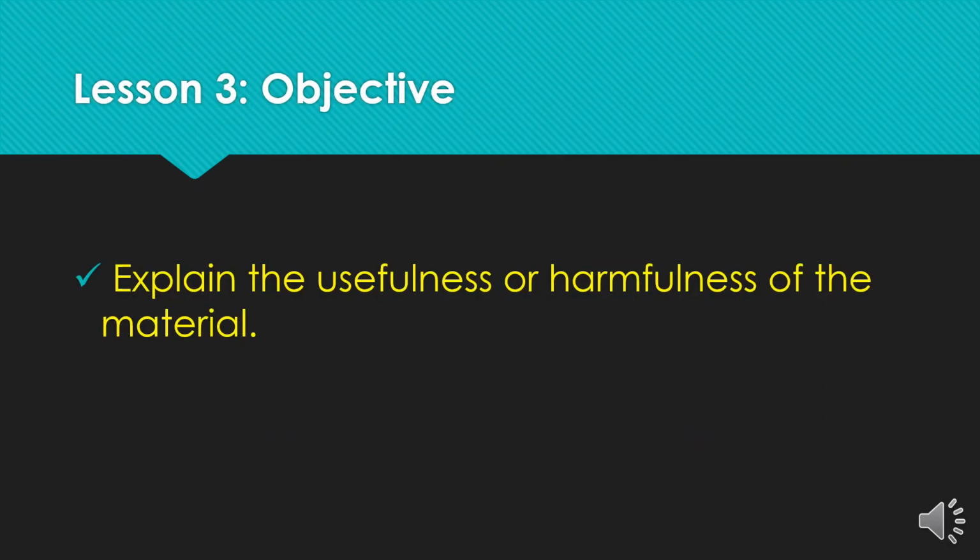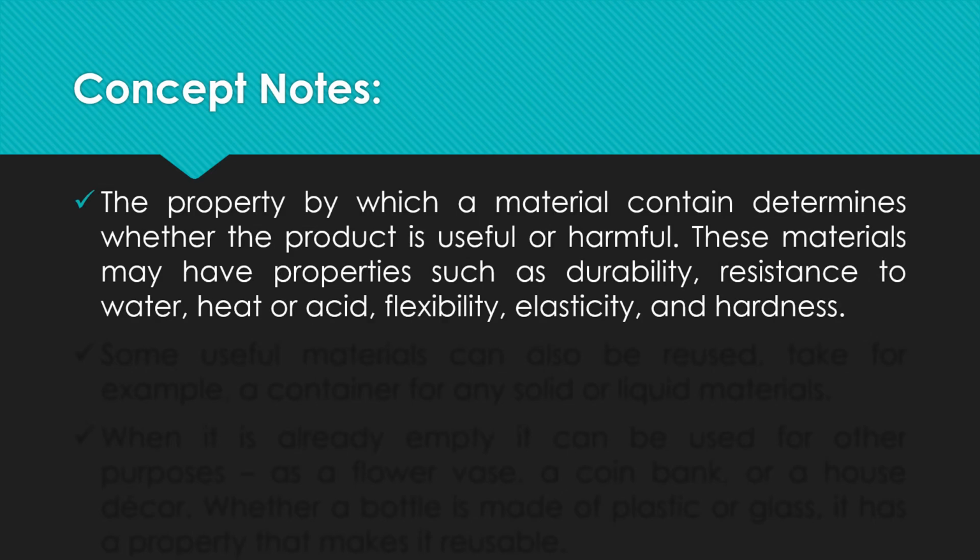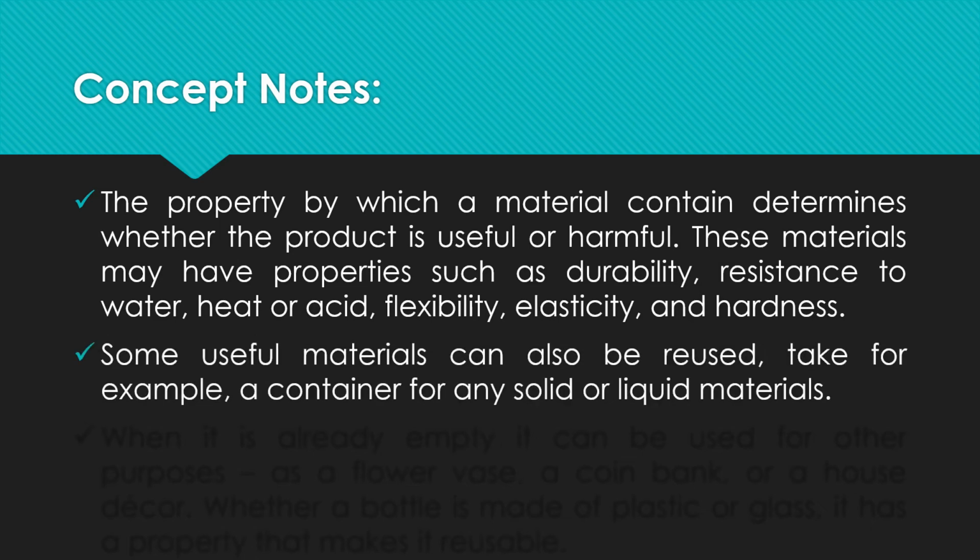Lesson 3 objective. Explain the usefulness or harmfulness of the material. Concept notes. The property which a material contains determines whether the product is useful or harmful. These materials may have properties such as durability, resistance to water, heat or acid, flexibility, elasticity, and hardness. Now, these are the things that we need to remember in order to determine whether a material or a product is useful or harmful.